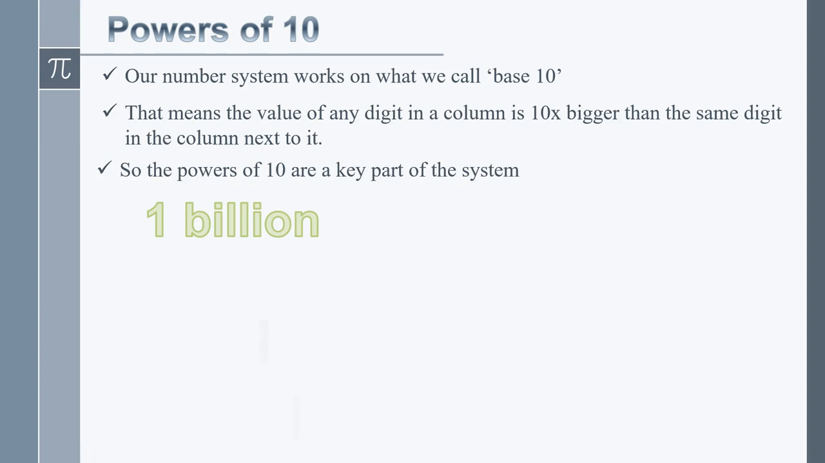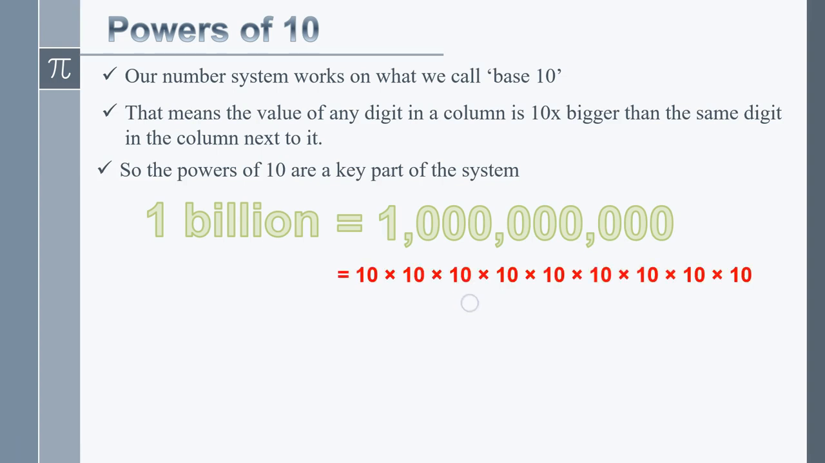You may or may not know how many zeros there are in a billion. So a billion is actually that number there. It's a 1, and then we've got 3 zeros, another 3, another 3, so we've got 9 zeros altogether. It's sometimes a good idea to separate the zeros out with commas, because it helps keep track of how many you've got. That number there would be 10 times 10 times, you can read that for yourselves, and as it turns out we've got 9 of those all multiplied together, so a billion would be 10 to the power 9.